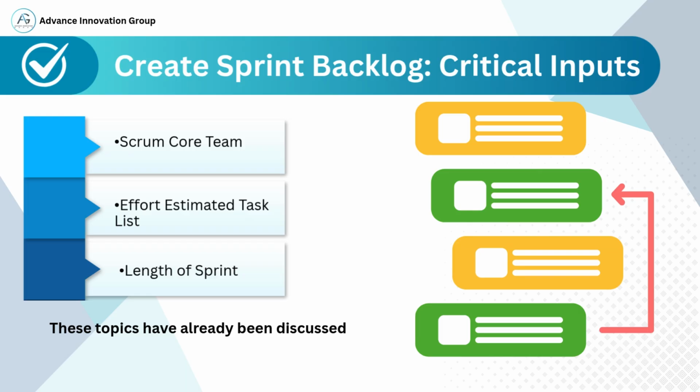3. Length of sprint. The duration of the sprint, which is usually time-boxed to 1 to 4 weeks, directly influences how much work the team can commit to. A shorter sprint allows for quicker feedback, while a longer sprint can accommodate more complex tasks. The team must align the workload with the available time to avoid overcommitment. These inputs together create a well-balanced and realistic sprint backlog that reflects the team's capacity and project needs.